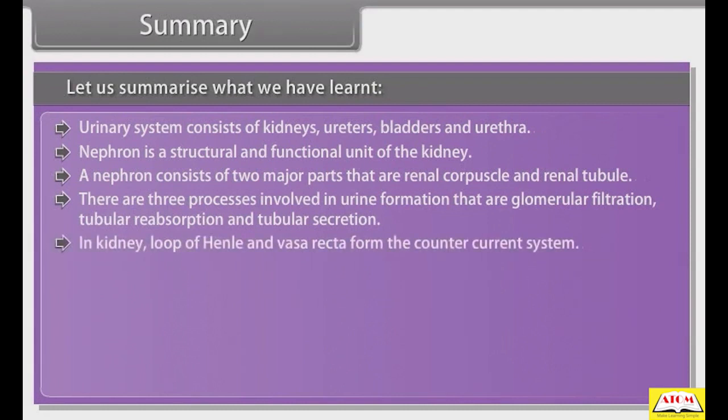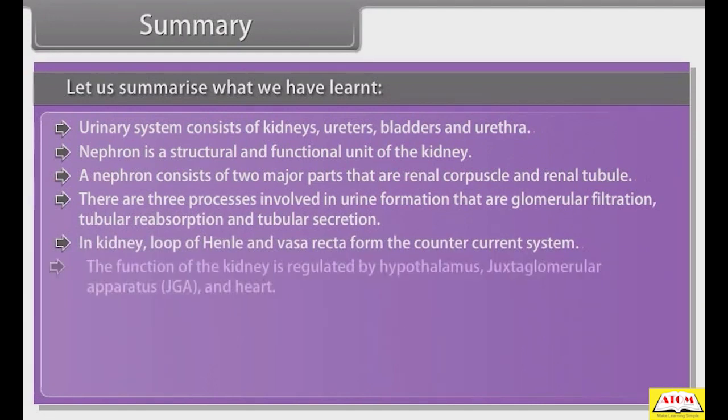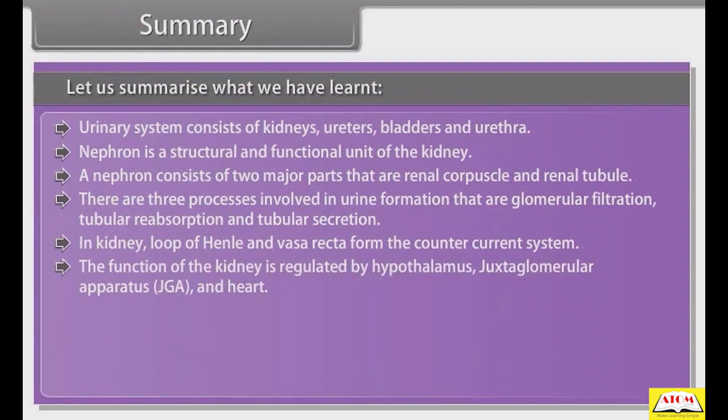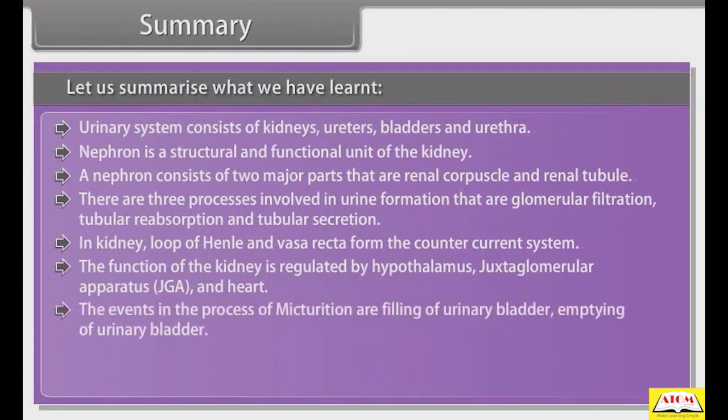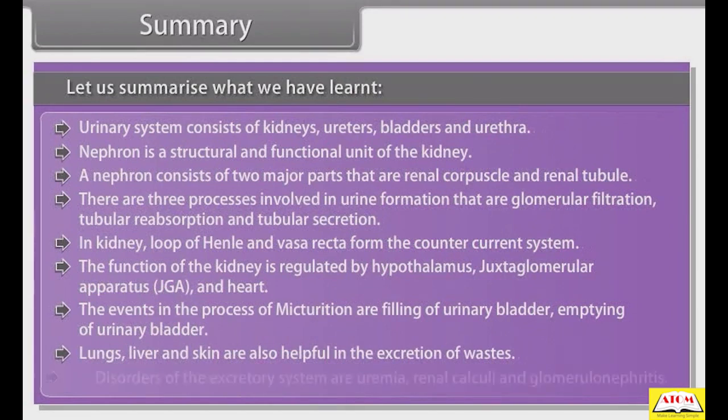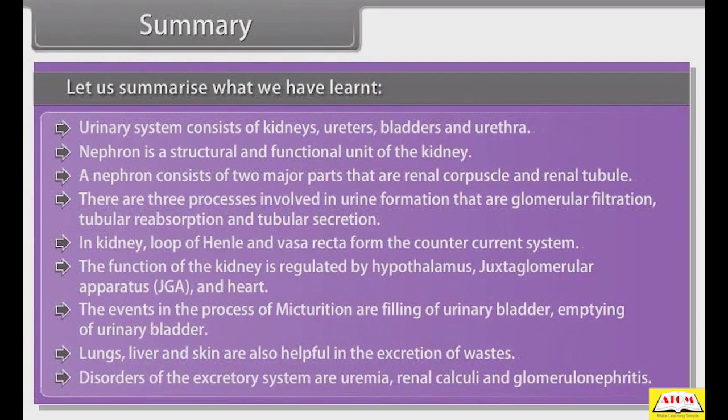In kidney, loop of Henle and vasa recta form the counter current system. The function of the kidney is regulated by hypothalamus, juxtaglomerular apparatus and heart. The events in the process of micturition are filling of urinary bladder, emptying of urinary bladder. Lungs, liver and skin are also helpful in excretion of wastes. Disorders of the excretory system are uremia, renal calculi and glomerulonephritis.